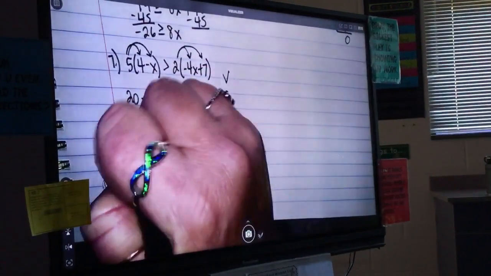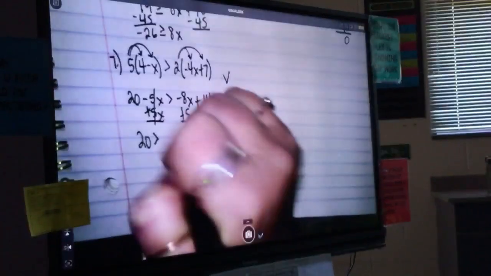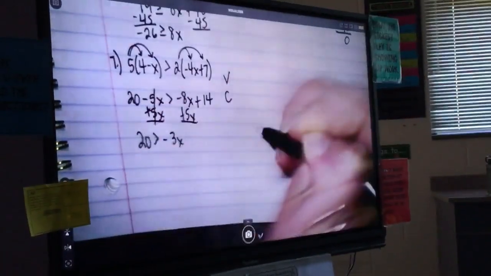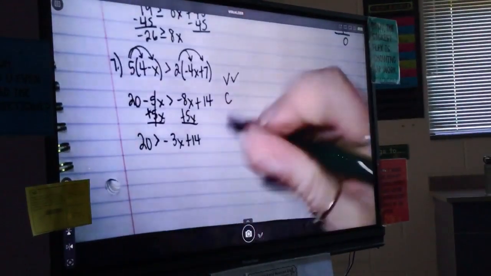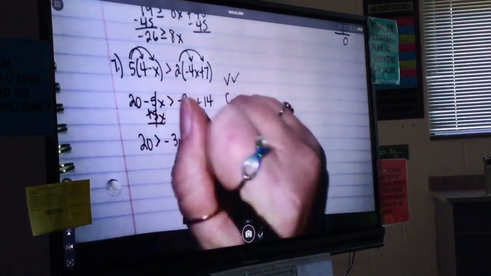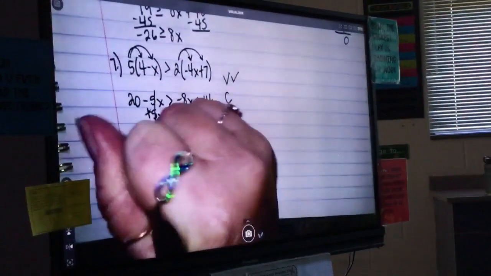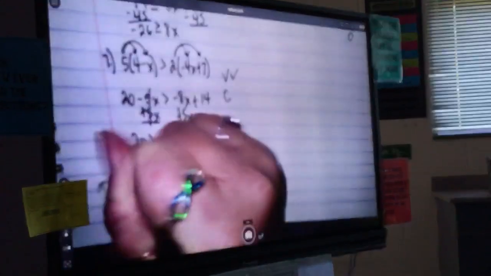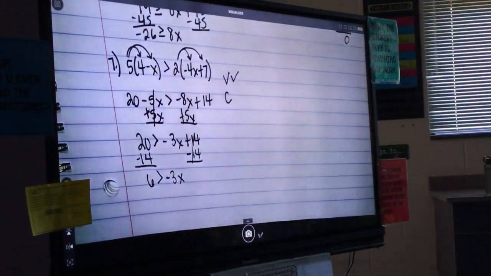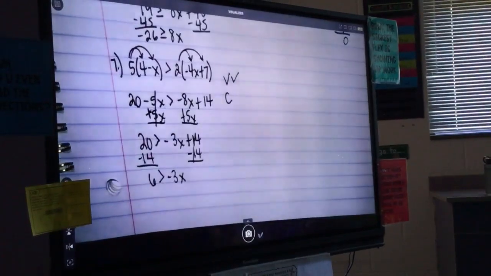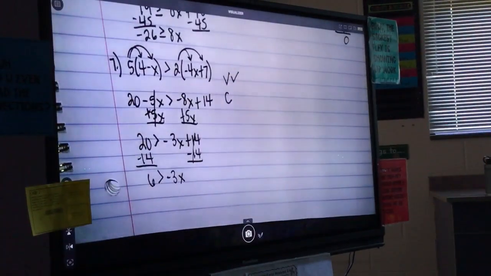So I'm going to bring everything down. Okay, I have my variable all on one side. Now I have no choice. That is my next step. All right, thumbs up if that's where you got before your last step. 6 is greater than negative 3x.